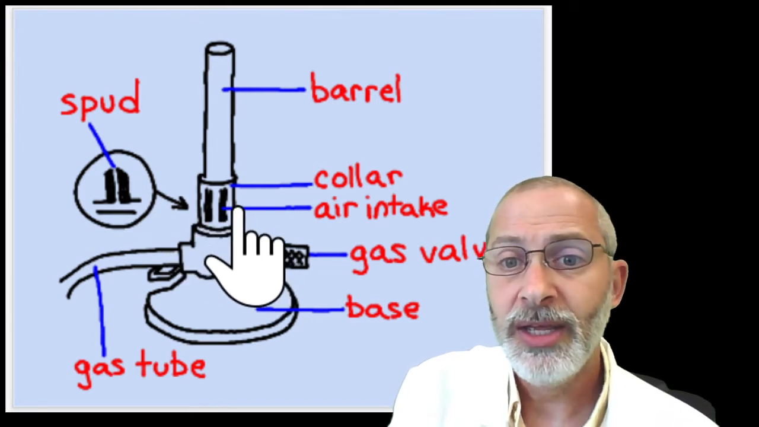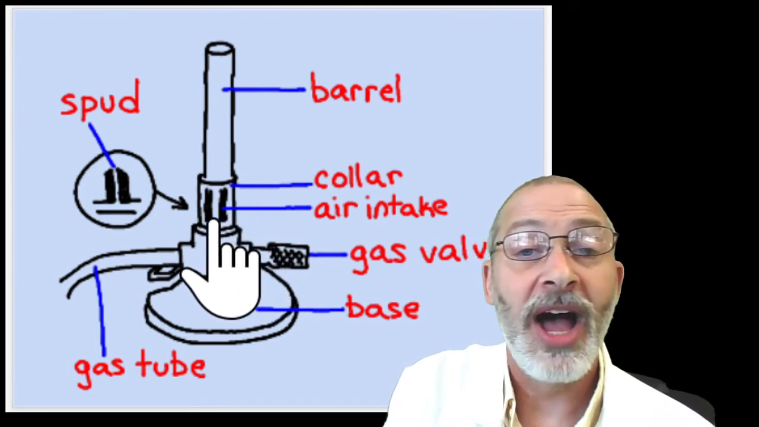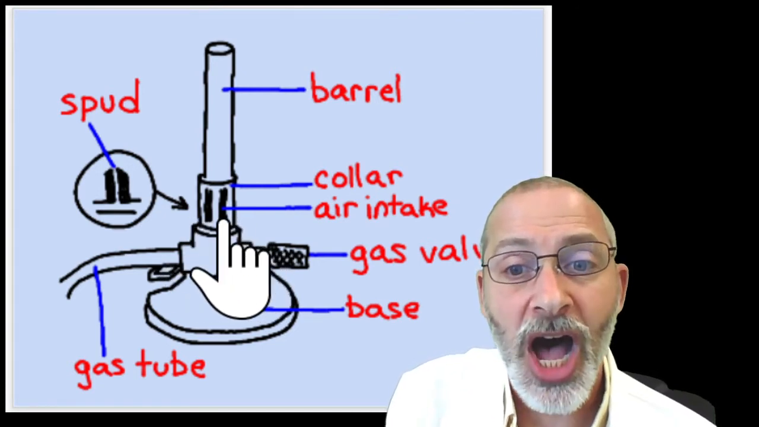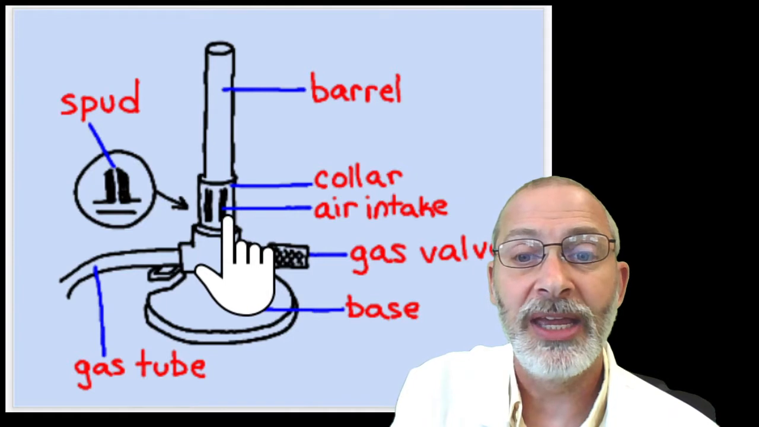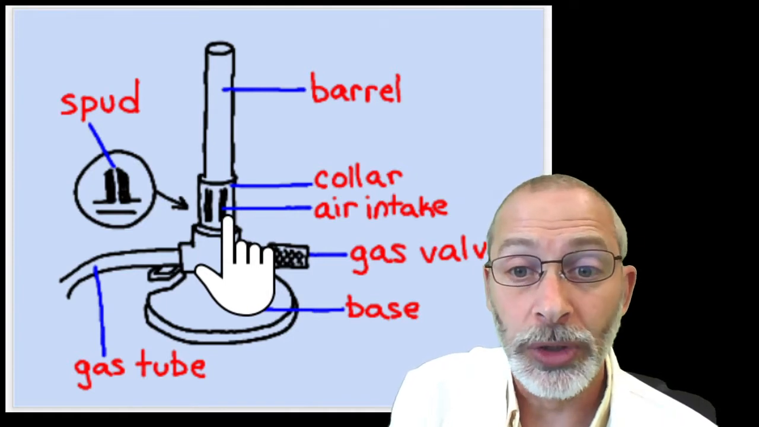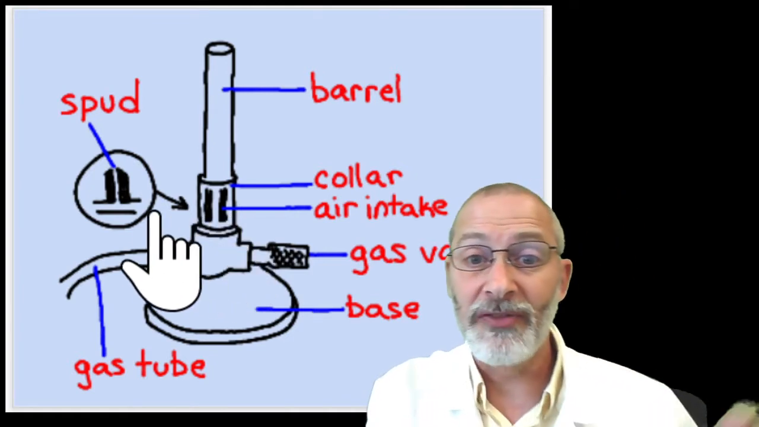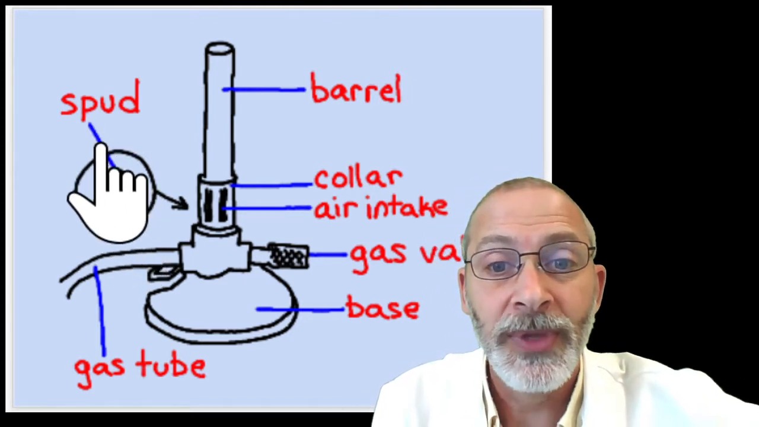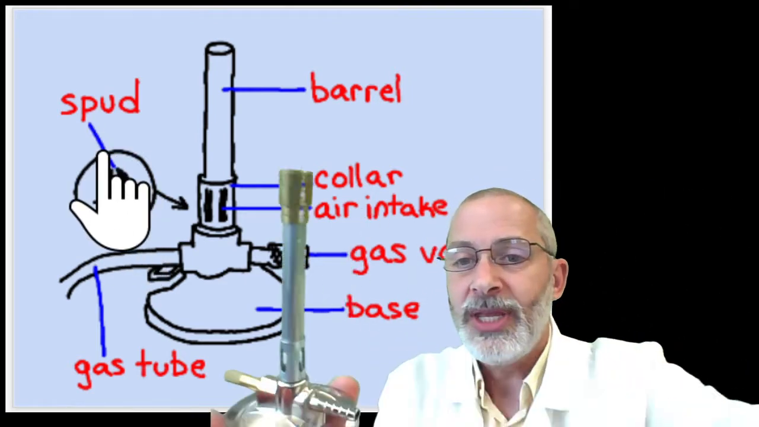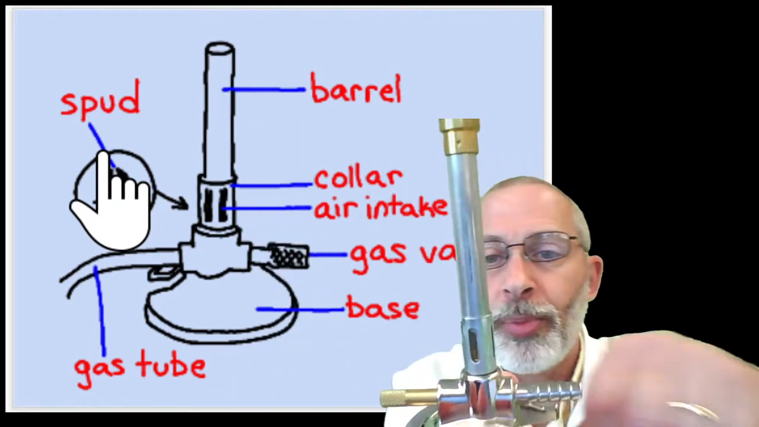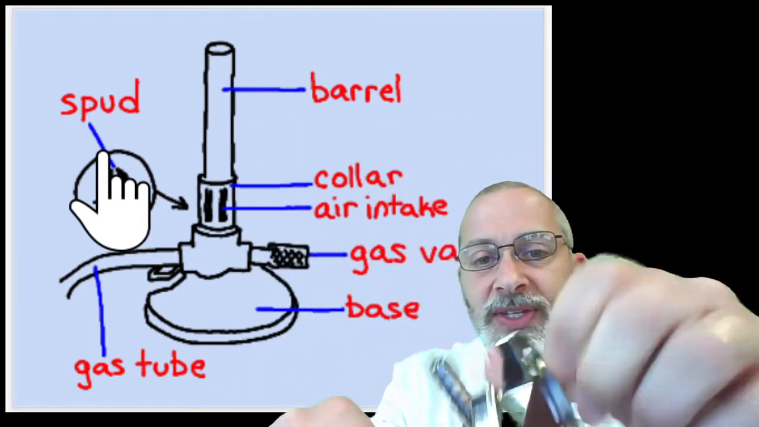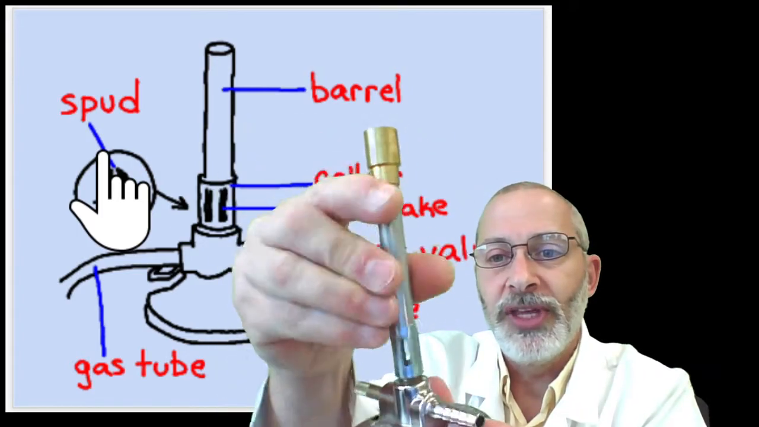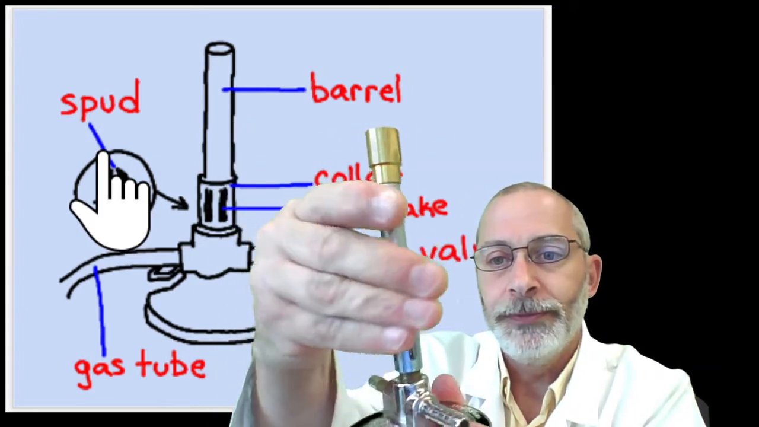The collar provides you the ability to adjust how much oxygen is being combined with the fuel, which is coming out of a little structure on the inside called the spud. The spud is a tiny little opening. In fact, I'm going to disassemble my Bunsen burner here to reveal the spud to you.